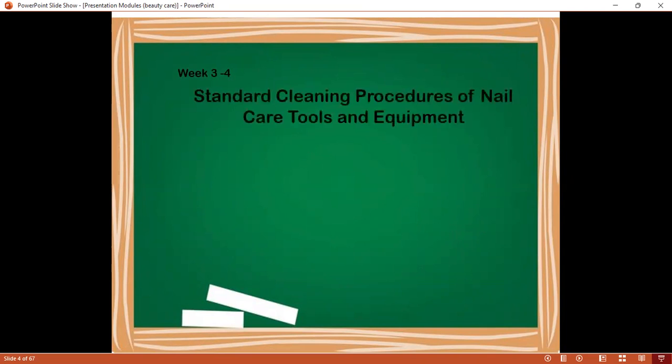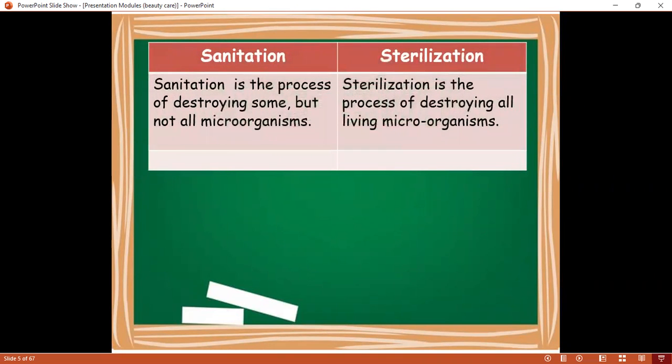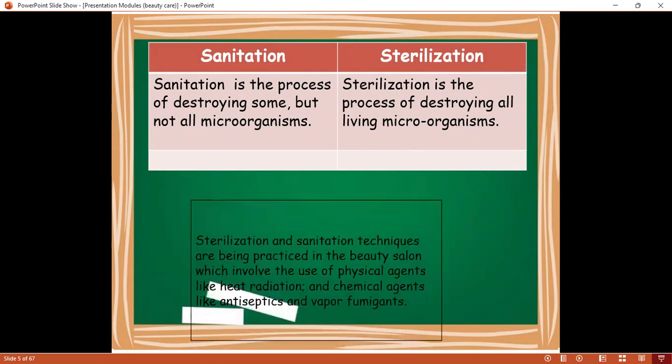Week 3 to 4. Standard cleaning procedures of nail care tools and equipment. What is the difference between sterilization and sanitation? Sanitation is the process of destroying some, but not all microorganisms, while sterilization is the process of destroying all living microorganisms.